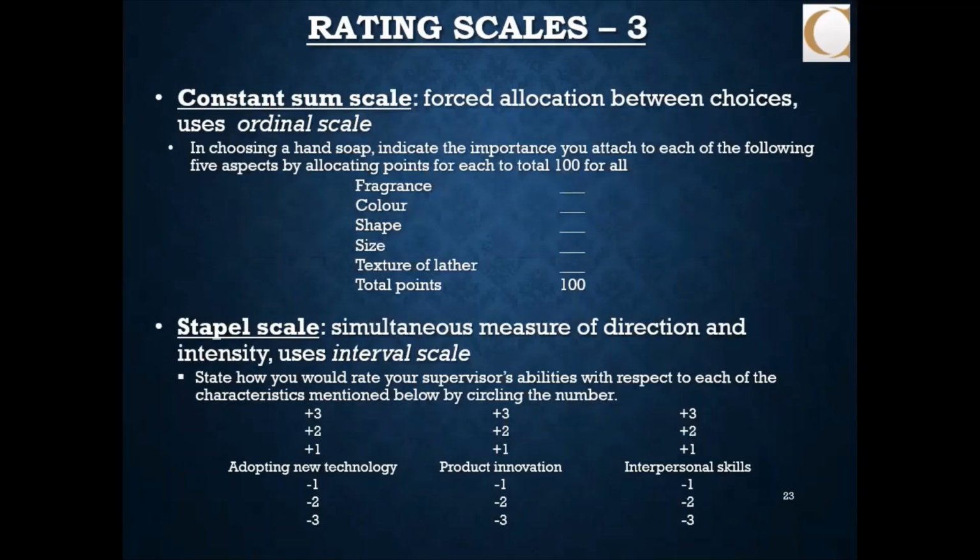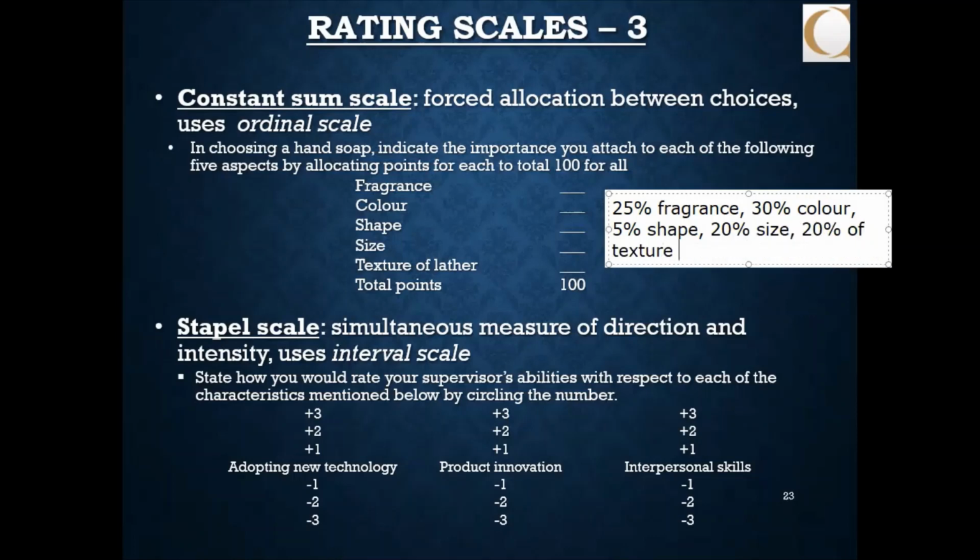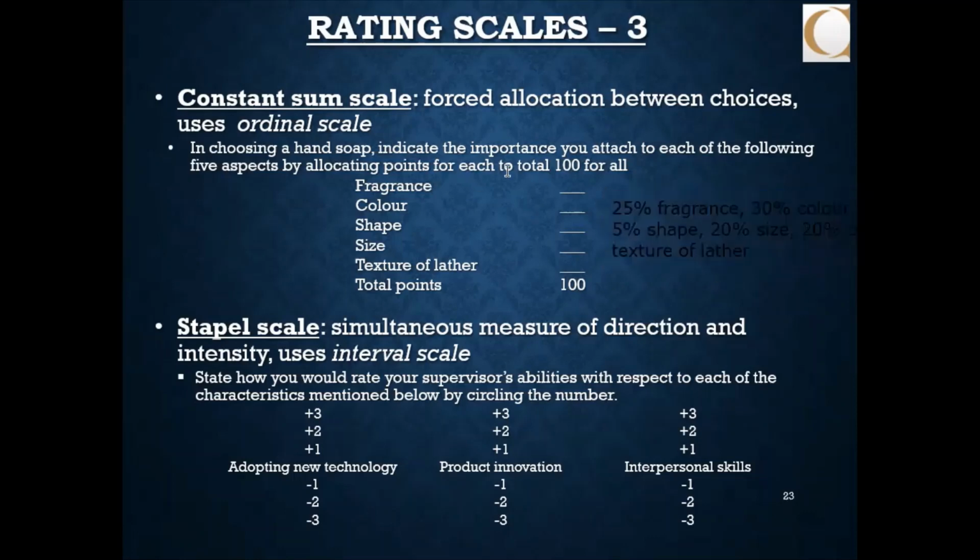And then constant sum scale, forced allocation between choices. So it's kind of like percentage. So it's basically a percentage scale. Let's say it's 25% fragrance, 30% color, 5% shape, 20% size, and 20% texture of lather. Don't worry about using all these. Use whatever ones you feel more comfortable with.